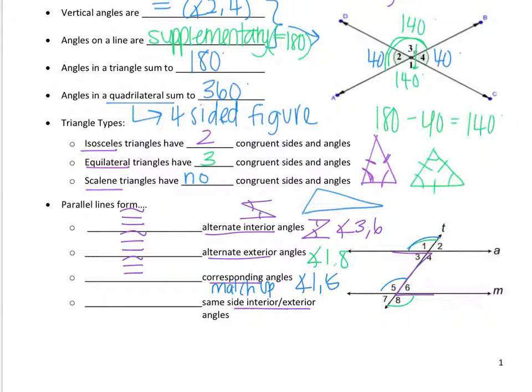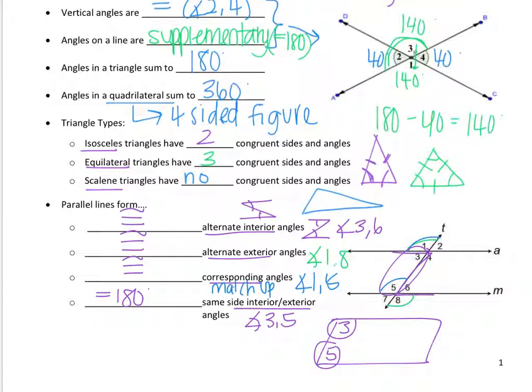However, when we talk about same side interior or same side exterior, like angles 3 and 5 right here, they are equal to 180. Or in other words, they're supplementary. And you can kind of think about that in terms of that parallelogram we had earlier. Say angle 3 and 5 are here, these two adjacent angles add to 180.